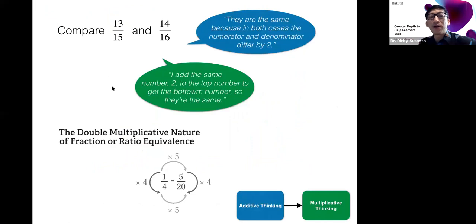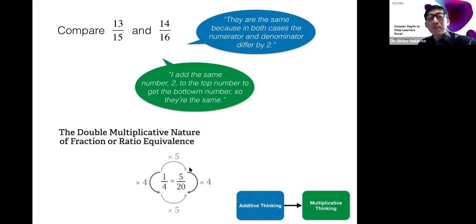Okay, another example, if you were to compare 1/3, 1/5, and 6/14, 1/6, a lot of students will say that, well, they are pretty much the same, right? Because in both cases, the denominator and numerator differ by 2. Or some of them will say, well, I add the same number 2 to the top number to get to the bottom number, so they are the same. So what is missing here is, again, they don't think about it multiplicatively, but additively.